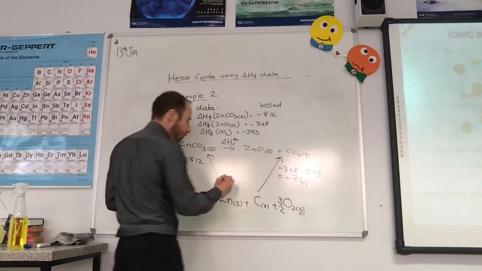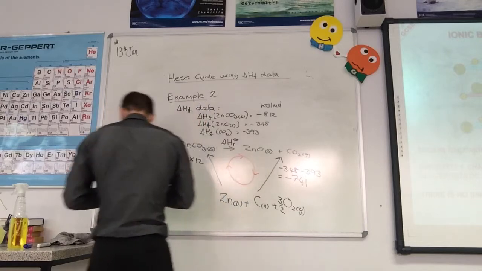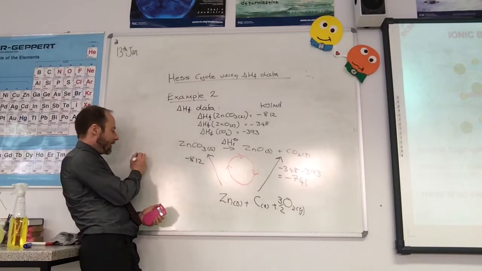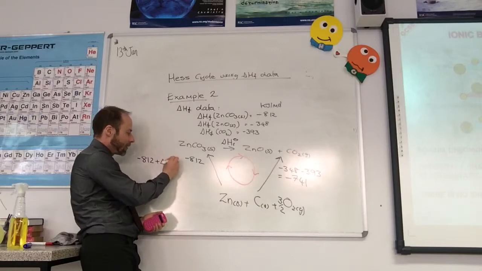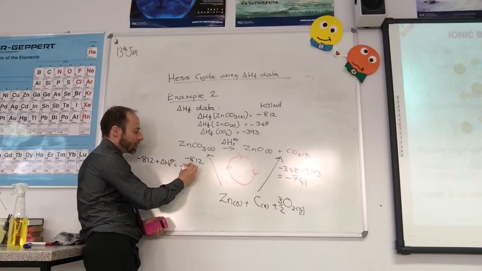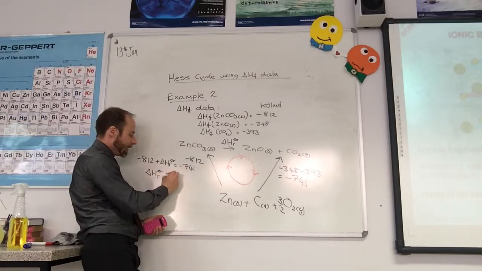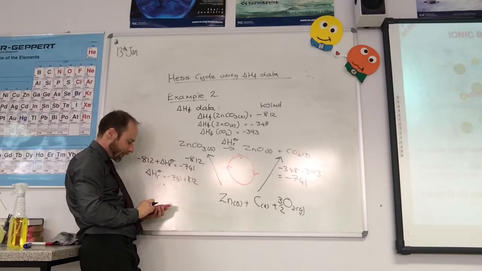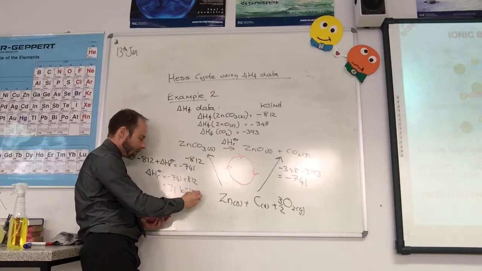You do your circle. Following around my circle, I know minus 812 plus delta HR is equal to minus 741. And therefore, delta HR is equal to minus 741 plus 812, which equals 71 kilojoules per mole.